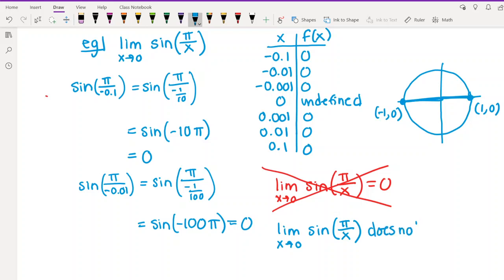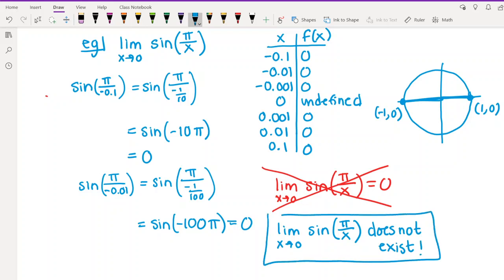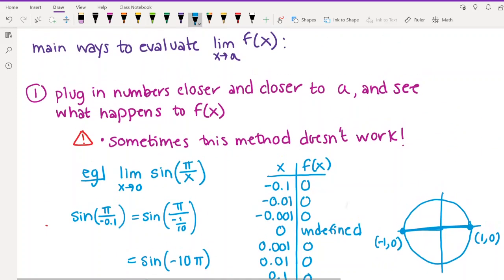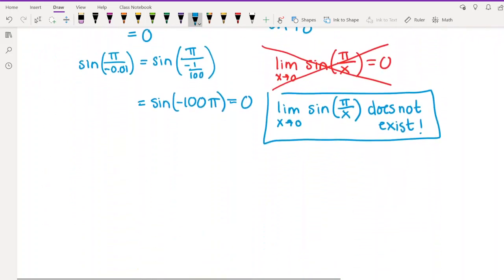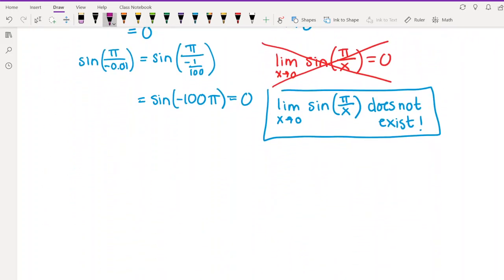So the point of showing you this problem is really just to illustrate that there are cases where plugging in numbers leads you astray. So that's one of the reasons that we're going to be leaving that method behind in this video. The other method, and what we're going to be focusing on in this video, and what we just did, is looking at the graph.